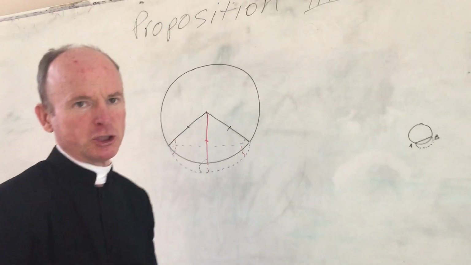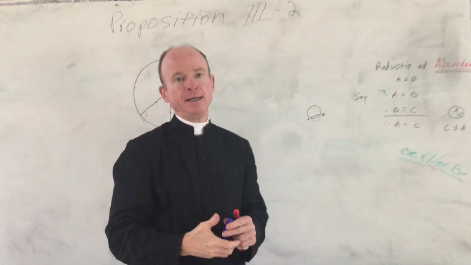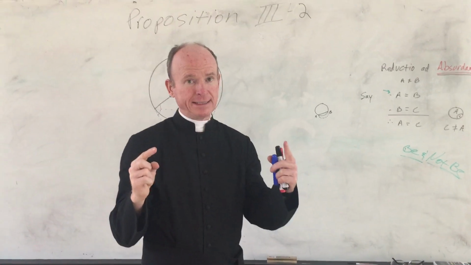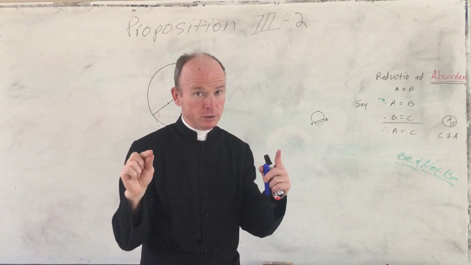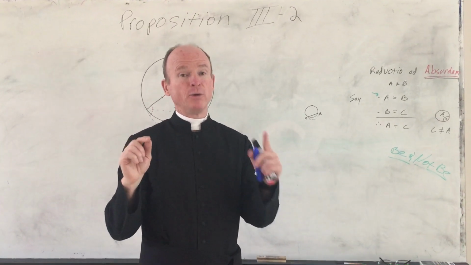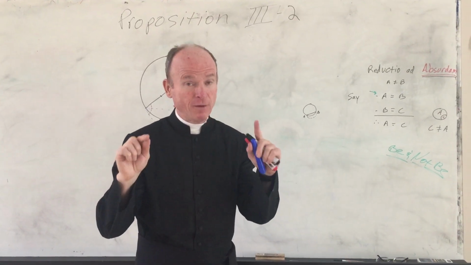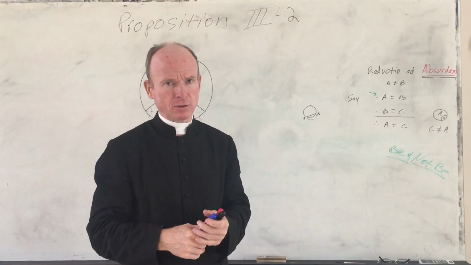Quod erat demonstrandum. Let me just say the enunciation again. In any circle, if 2 points be taken at random on the circumference, and those 2 points be joined with a straight line, that straight line falls entirely within the circle.